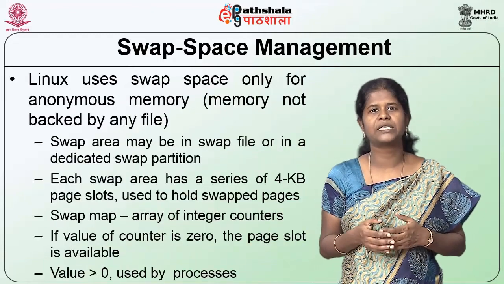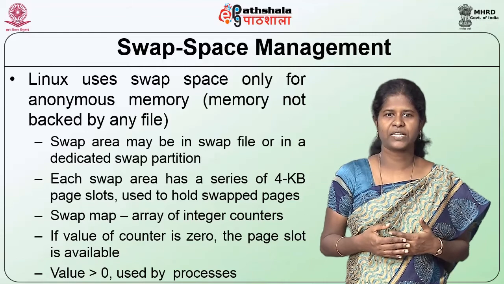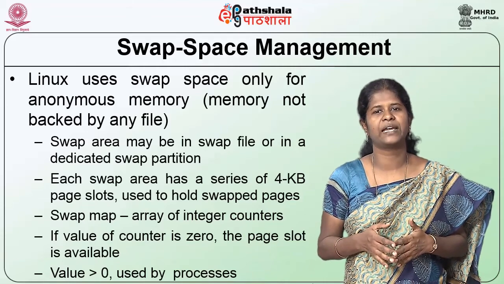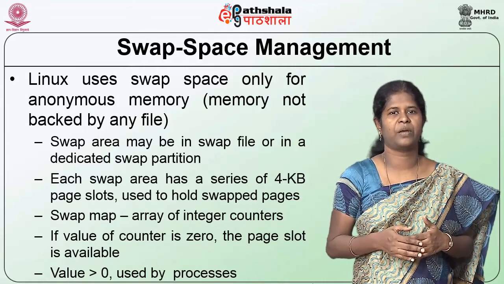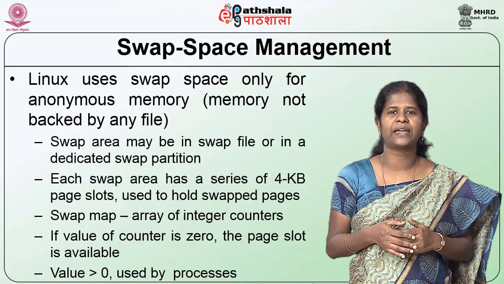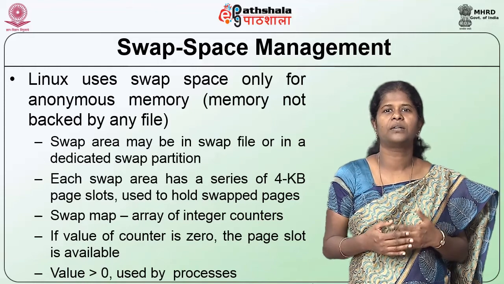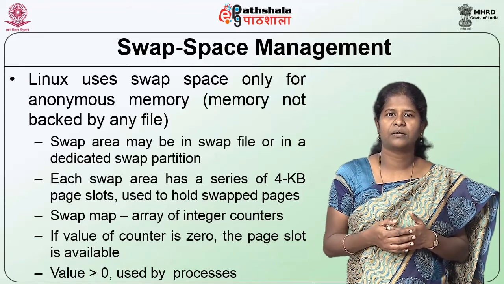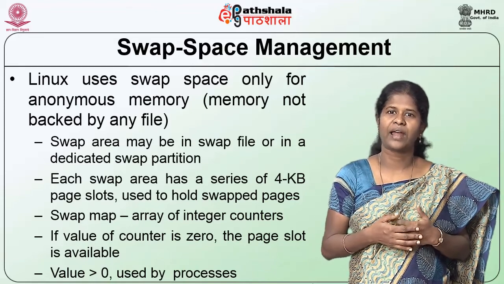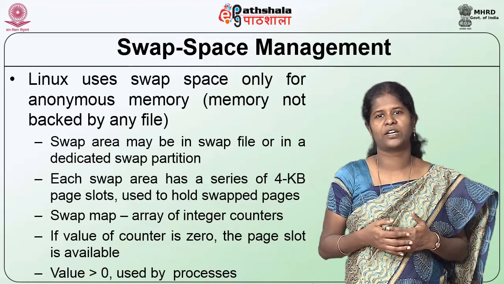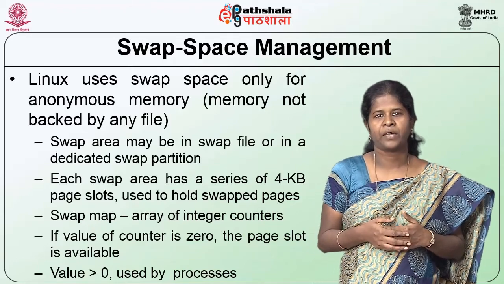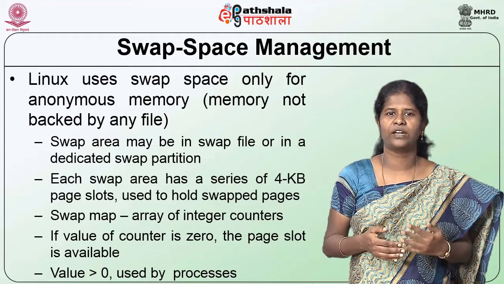And we will see what happens in the case of Linux. In the case of Linux, swap space is allocated only for anonymous memory. Anonymous memory is memory that is not backed by any file, as we saw with the heap region, the stack region, and uninitialized data. All these are called anonymous memory, and swap space is used only for those.